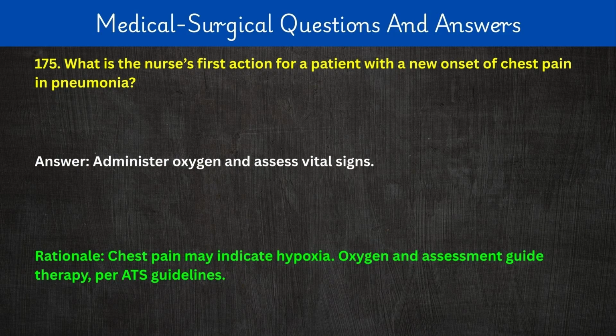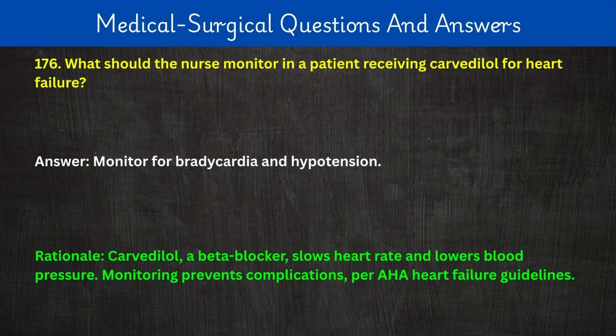175. What is the nurse's first action for a patient with a new onset of chest pain and pneumonia? Answer: administer oxygen and assess vital signs. Rationale: chest pain may indicate hypoxia. Oxygen and assessment guide therapy, per ATS guidelines.